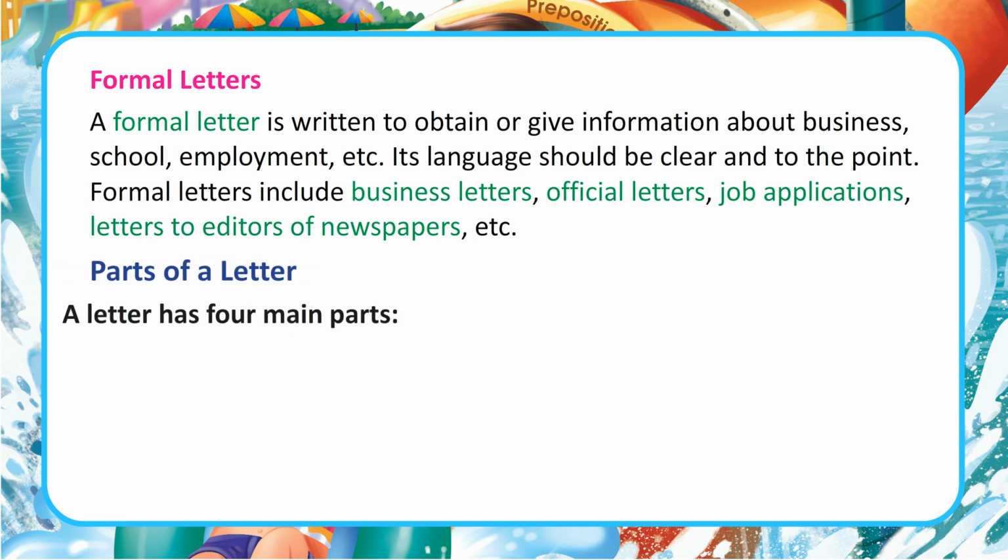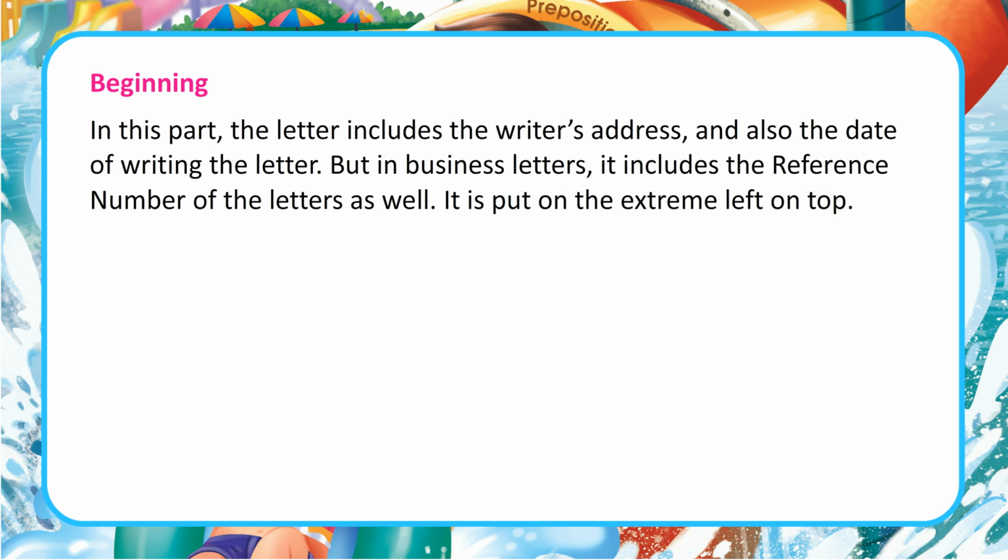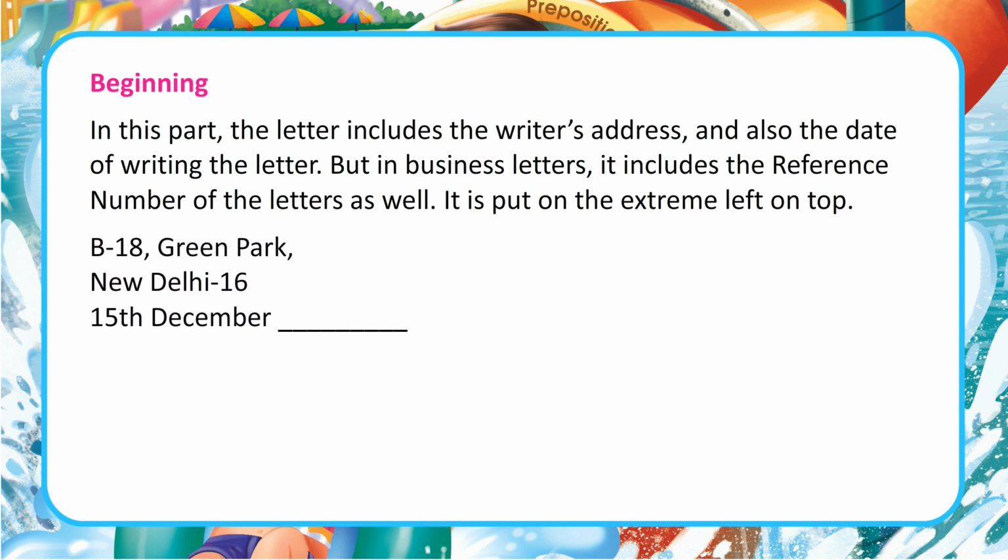Parts of a letter. A letter has four main parts. 1. Beginning. 2. Salutation. 3. Body. 4. Ending. Beginning. In this part, the letter includes the writer's address and also the date of writing the letter. But in business letters, it includes the reference number of the letters as well. It is put on the extreme left on top. B18, Green Park, New Delhi.